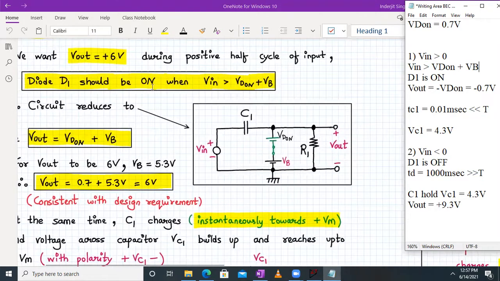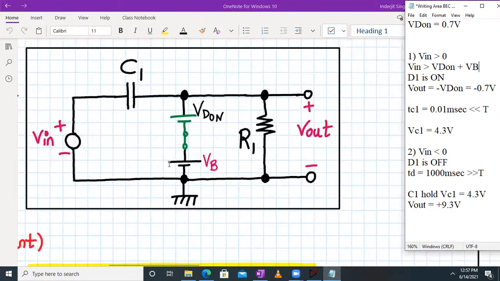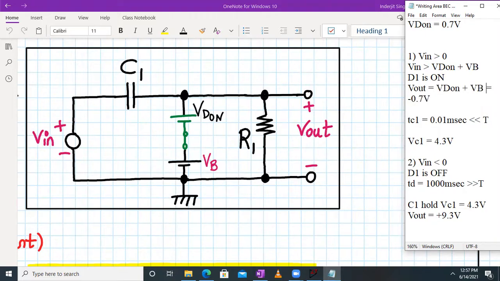And for diode D1 to be on, it has to be greater than VD on plus VB. That's what we got. And the diode reduces to this. We can replace it by the constant voltage model. In this case, the output will be given by VD on plus VB. So the output here will be the VD on plus VB value.